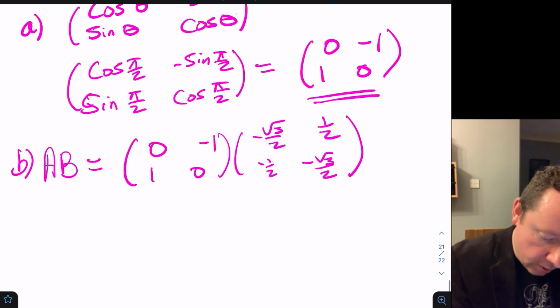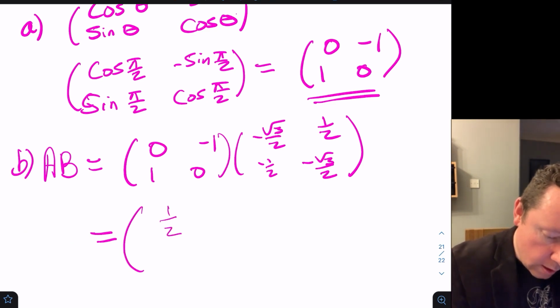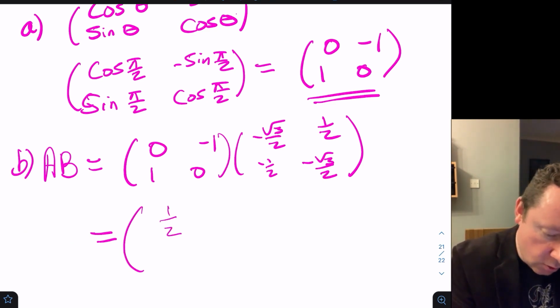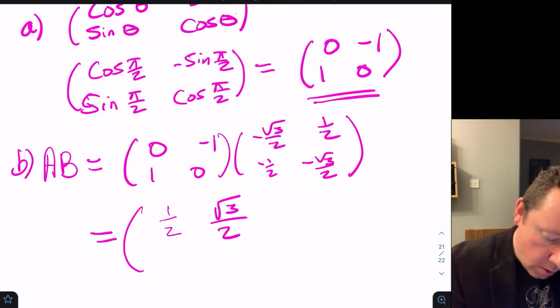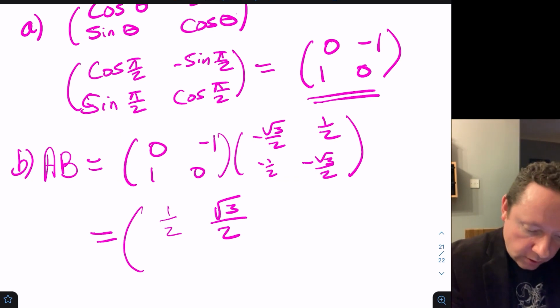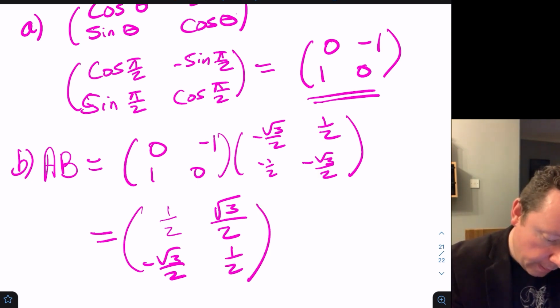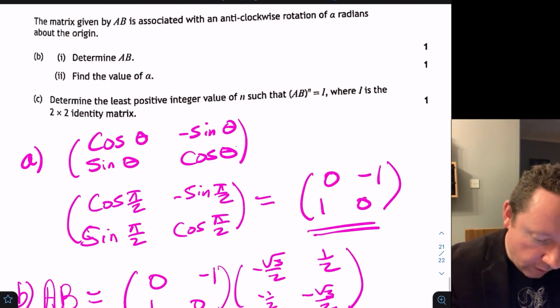Multiplying them together, we've got 0 times that minus 1 times that is a half. 0 times a half is 0, minus 1 times this is root 3 over 2. 1 times minus root 3 over 2 plus 0 is minus root 3 over 2. And 1 times a half is a half, plus 0 is a half. So there's AB. It then says, find the value of alpha.